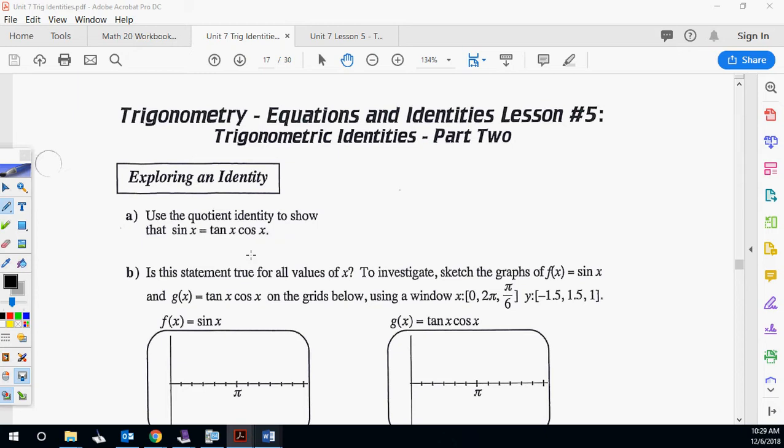So yesterday we talked about Pythagorean identities, we talked about quotient identities, and we talked about reciprocal identities. Okay, and the reciprocal and quotients you kind of already knew. They're pretty much just what we know in terms of our ratios. The Pythagorean identities were a little bit new, but overall that's what we went over.